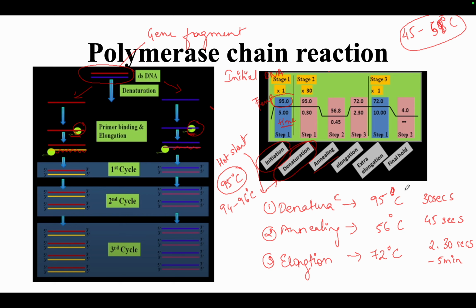Now, these stages will repeat depending upon how many cycles you have. If you require n cycles, we generally keep the cycles between 20 to 30. At 20 to 30 cycles we get our product. Beyond 30 cycles, the polymerase efficiency reduces and it will add wrong nucleotides, so we don't go beyond 30 cycles. 20 to 30 cycles is the limit.